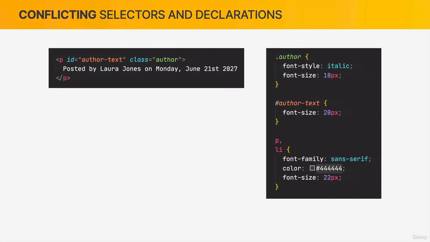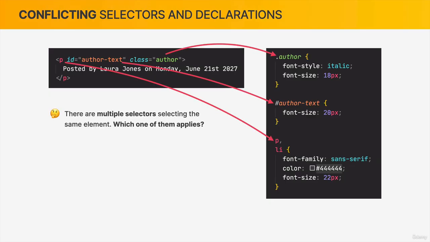So here is an example that is similar to the code that we wrote in our project. So it's the author paragraph that we have somewhere in the code, but here we have one ID called author text and one class called author. And then on the right side, we have 3 rules that are actually applied to this element. So as we can clearly see, all of these 3 different selectors, and therefore all of these 3 rules, all select the same element. And so now the big question is, which of these rules applies?